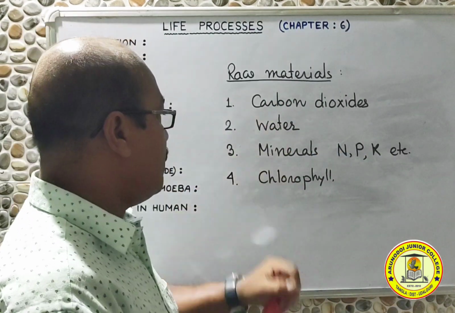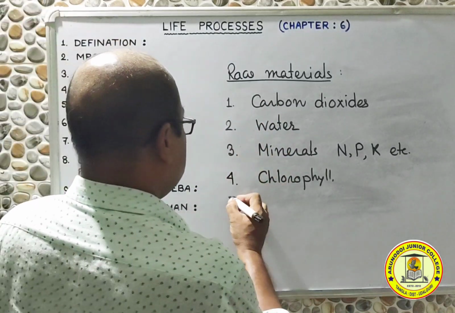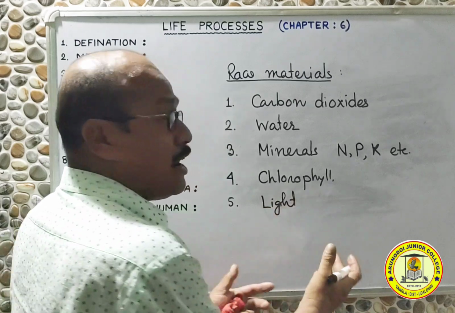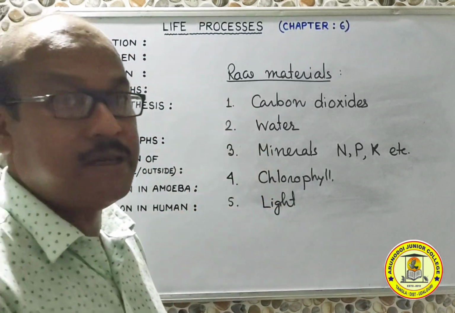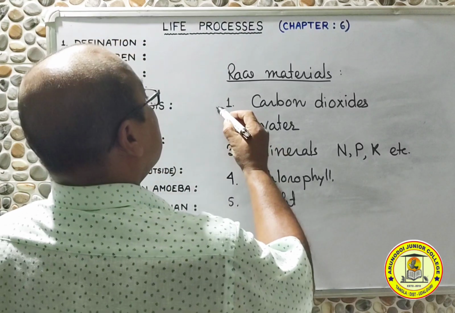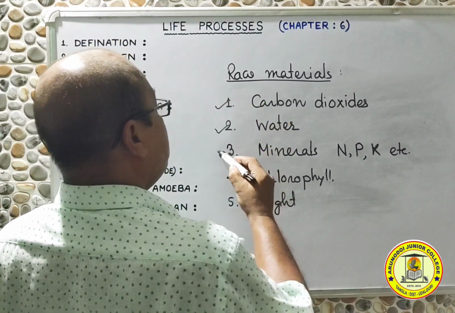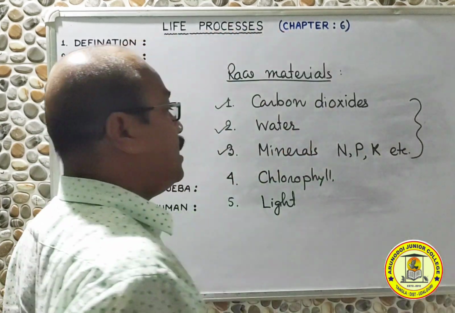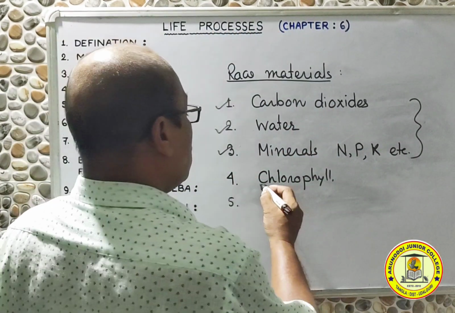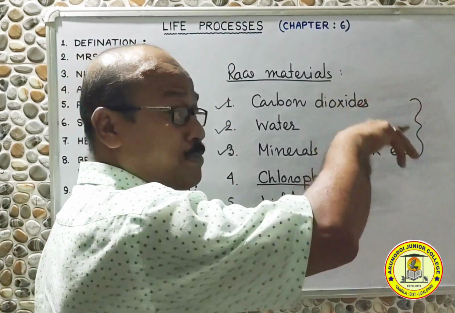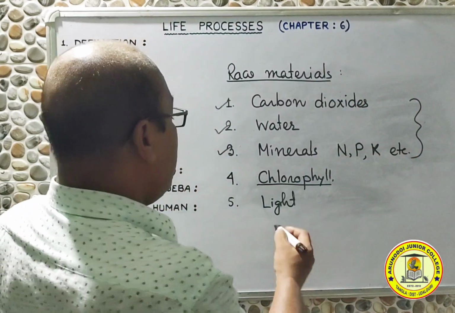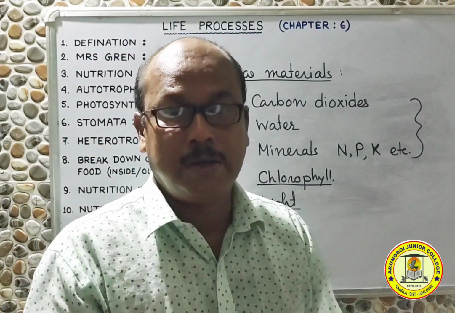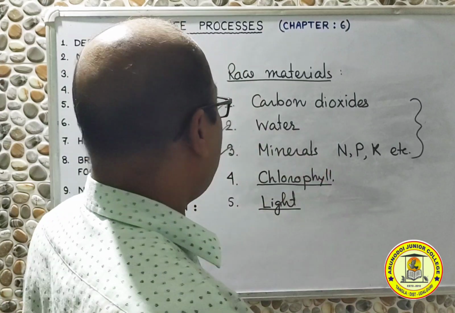Out of these, the next thing which is very important is light, meaning the sunlight, photons. So these are the raw materials. Carbon dioxide, water and minerals are the raw materials which we collect from nature, the surroundings. Chlorophyll is present inside the plant body itself, and the last raw material, light, comes from outside the earth, from the sun.